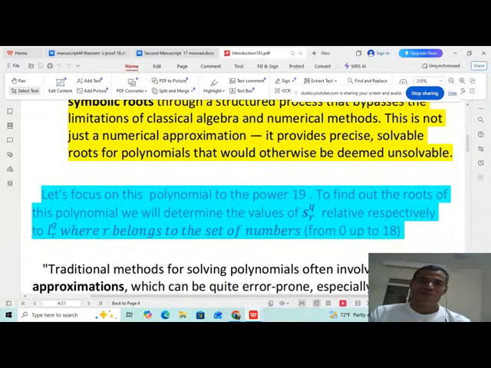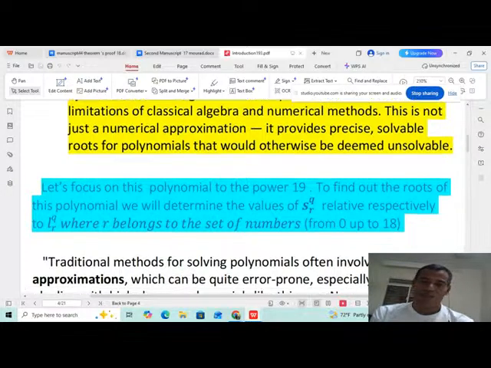So here, let's focus on this problem to the power 19. To find out the roots of this problem to the power 19, we should first find its corresponding new 19th degree equation. Means we determine the values of S_r(Q) relative respectively to L_r(Q), where r in fact here belongs to the set of numbers from 0 to 18. Means we will search S_minus1, we'll search S1, we'll search also S2, S3, up to S18, means 19 minus 1.